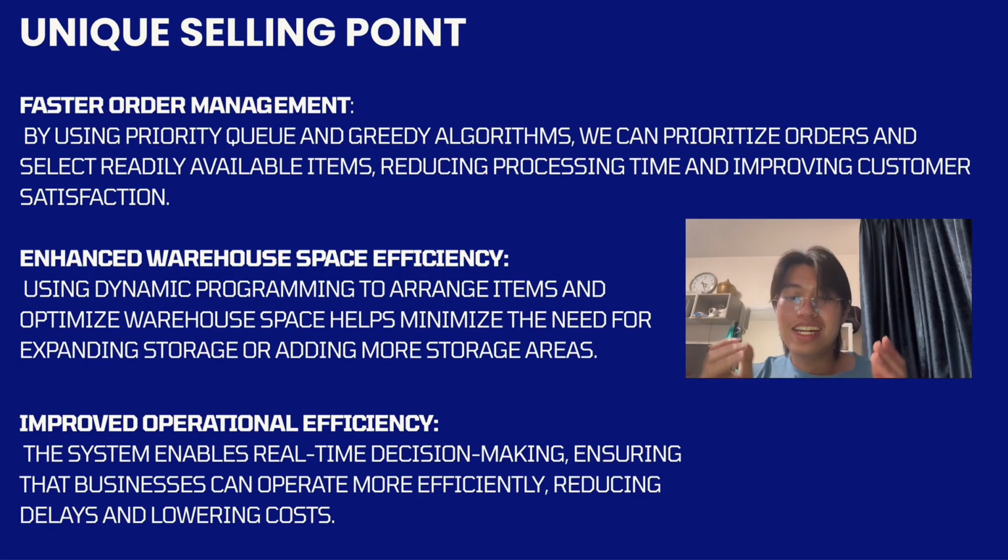Okay. Next is the unique selling point. What makes our system different and unique is the integration of technology used in logistics management. Faster order management. By using the priority queue and greedy algorithm, we can prioritize orders and select readily available items, reducing processing time and improving customer satisfaction.